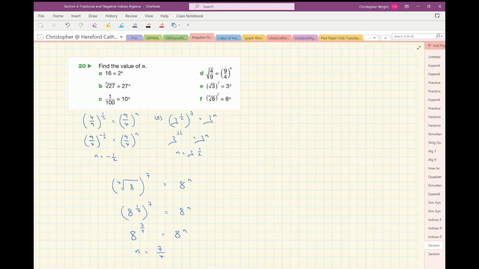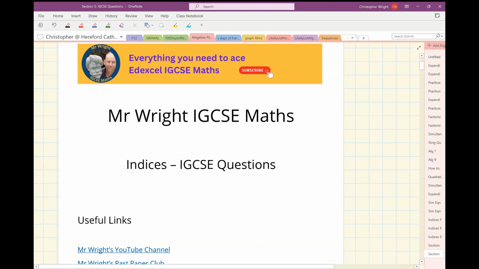So in the next section, I will go through a whole load of IGCSE questions for you. Mr. Right here, and welcome to section 5, IGCSE questions on indices. Now, I've taken all of these from higher papers, and towards the end of these questions, I think there are 25 questions in all, the last 7, 8, certainly 4 or 5 questions are very definitely level 8 or 9. So the questions get more difficult as we go on, but crikey, at the end, the questions are really quite tough.